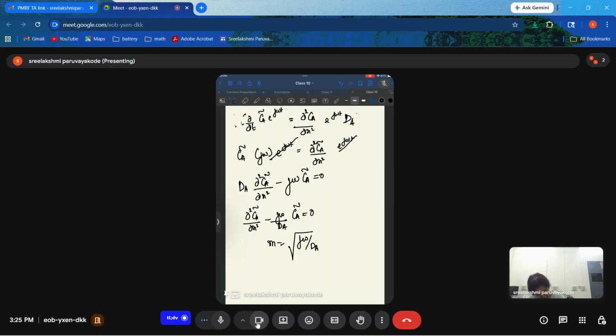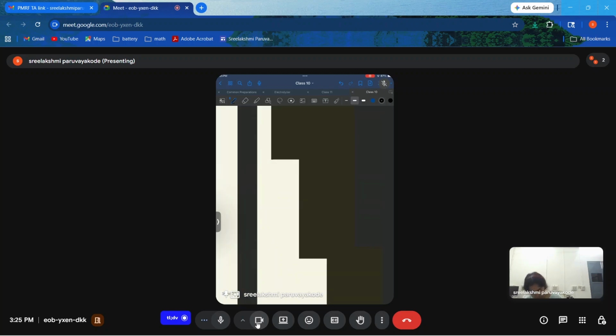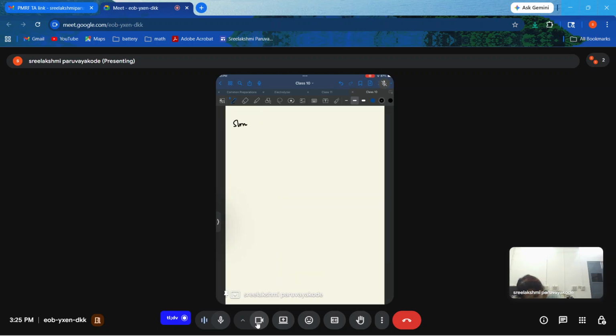So similarly, I hope this is clear. Now similarly for the product, we have Cb equal to C3 e to the power mx plus C4 e to the power minus mx, and m dash becomes the square root of j omega by dB.